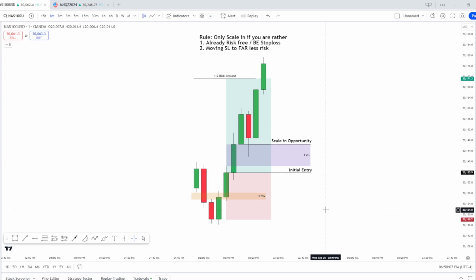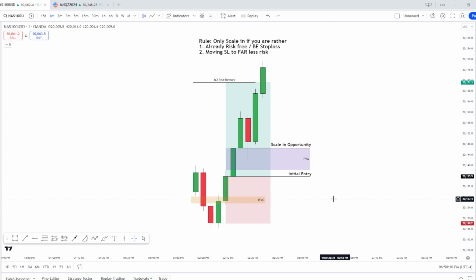But yeah, this is how you scale into your trades. It really is also just an experience thing. You'll kind of see as time goes on, you have more opportunities to scale into your trades. You'll be able to see them more and find out if you even want to do it in the first place. And yeah, I hope that helped you understand that.